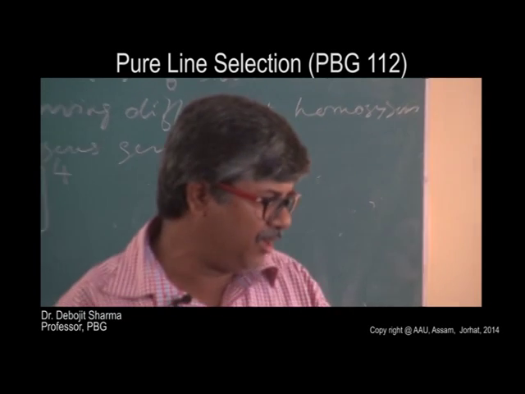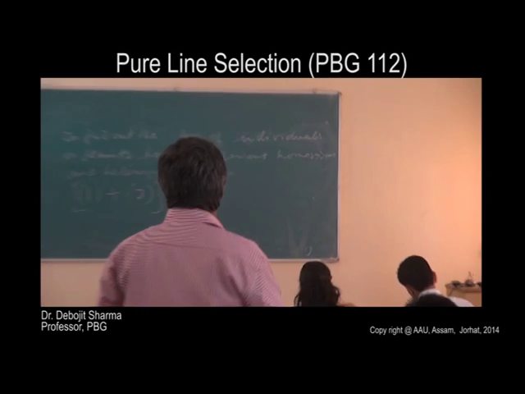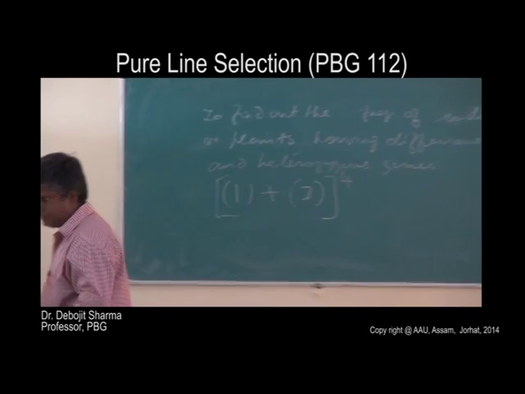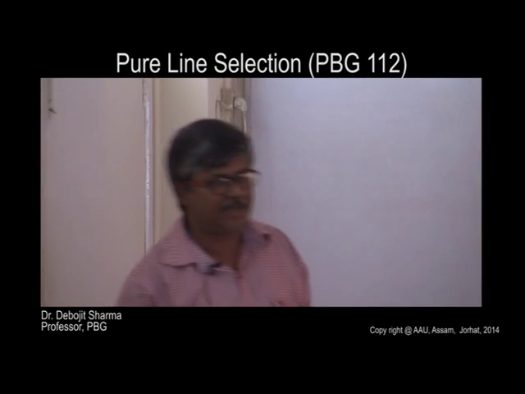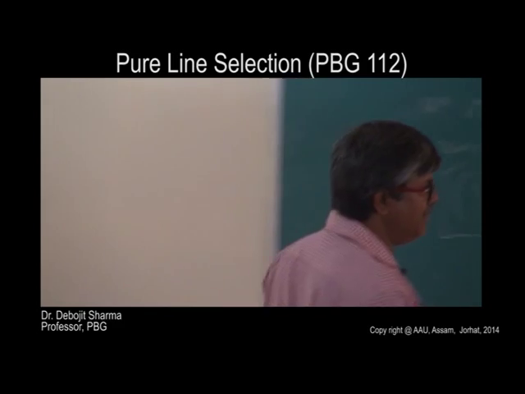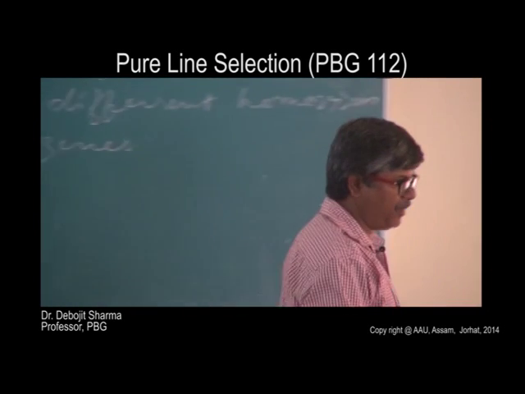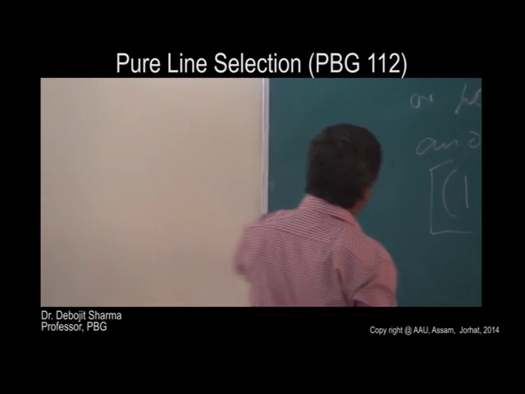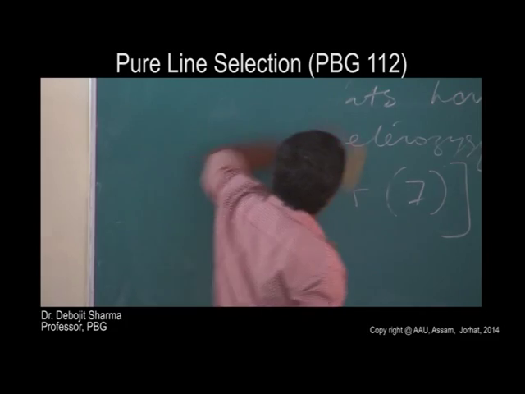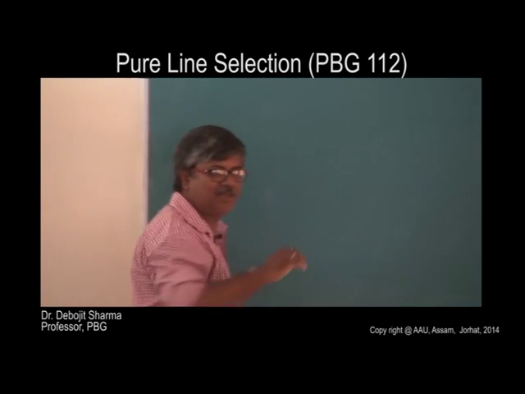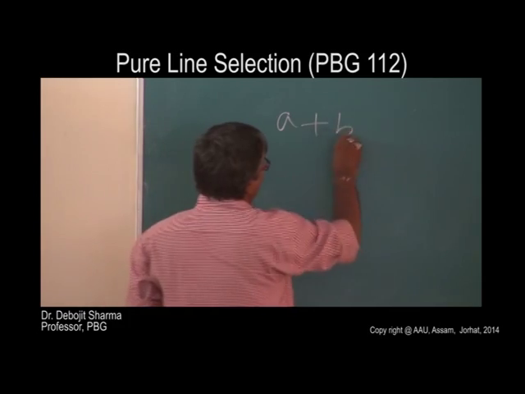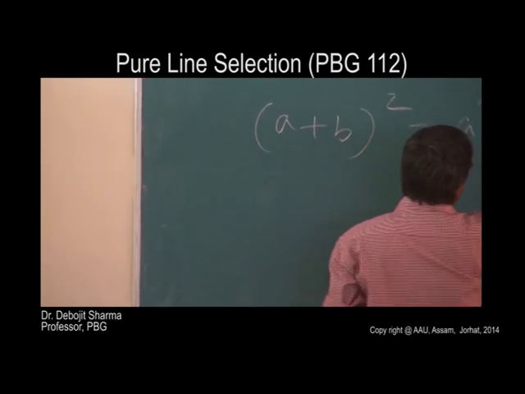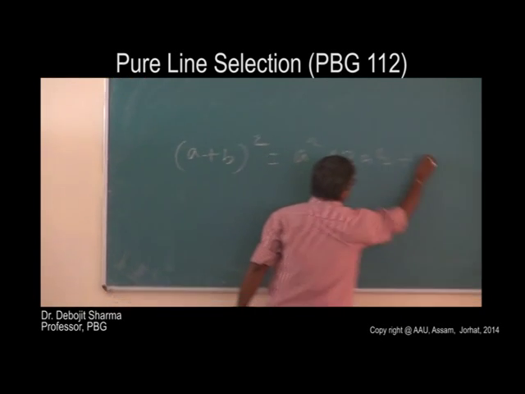The first term in the binomial denotes the number of heterozygous loci, heterozygous genes. And the second term in the binomial signifies the number of homozygous genes. So when you expand this binomial, anybody can do it? So have you got the small binomial like (a + b) whole square is equal to how much? A square plus twice ab plus b square.